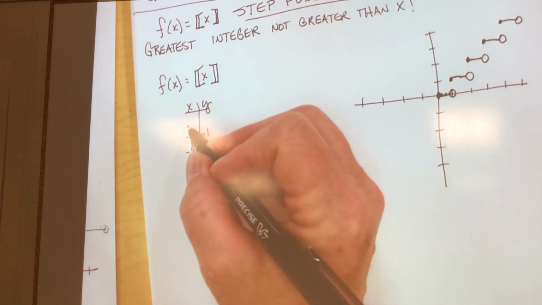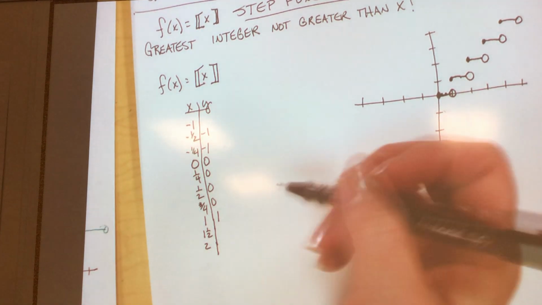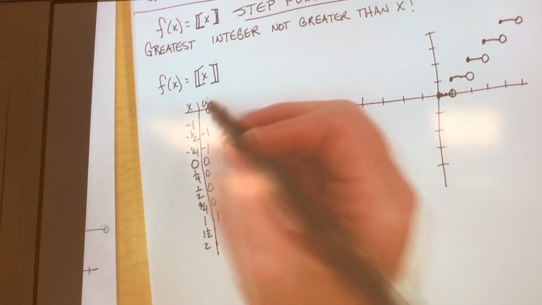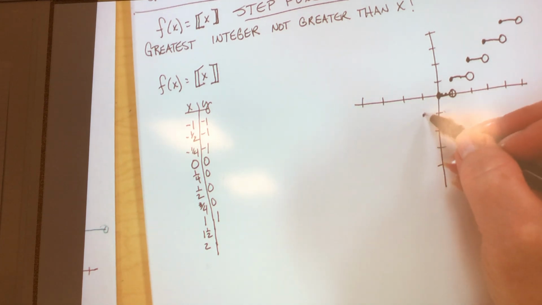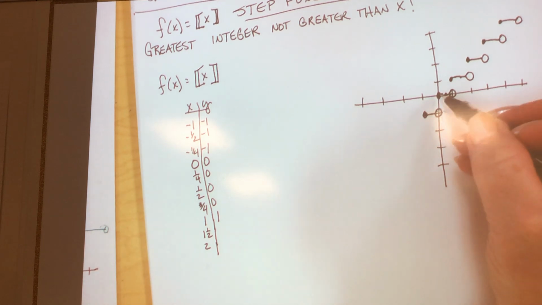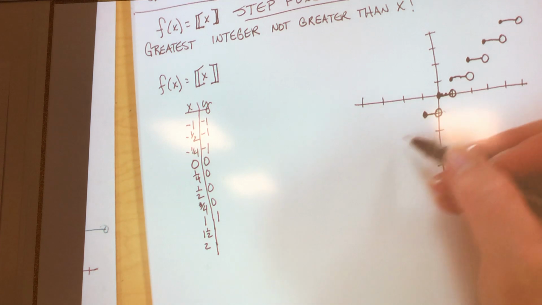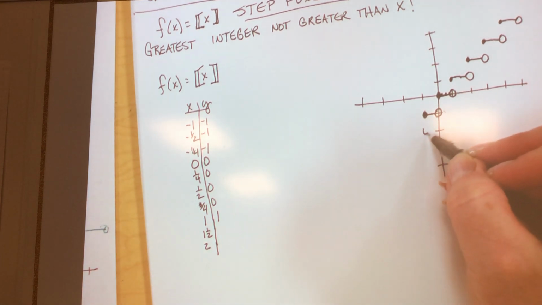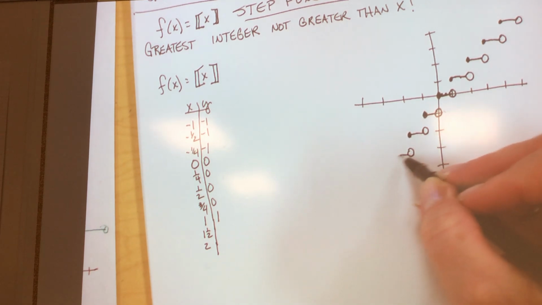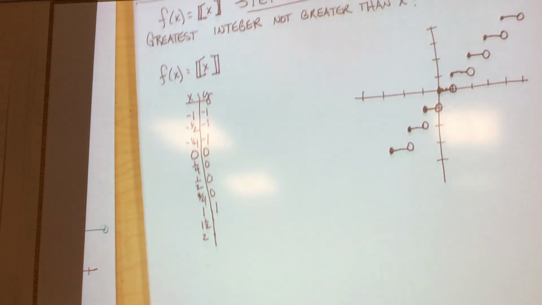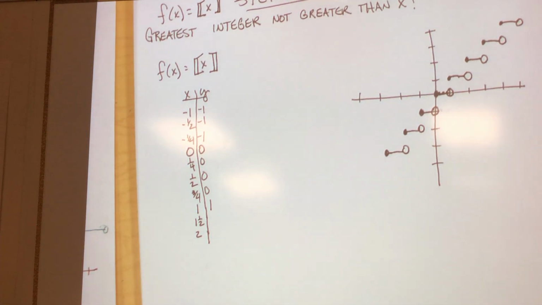What about -1? I'm skipping over -3/4 because it's -1. At -1, it is -1, and it stays -1 until it gets to 0, and then it jumps up to 0. You see, it just keeps going, guys. Do you see the pattern? After you've got the pattern, you're home free. All right, does anybody have a question?